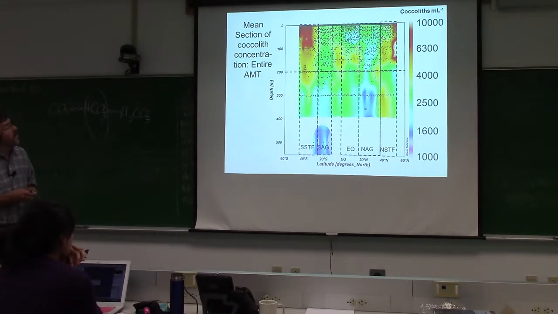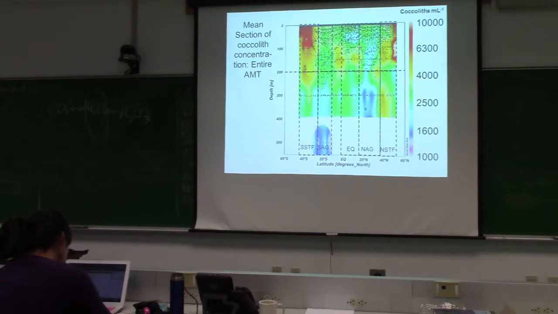And for coccolith concentrations, so these are individual coccoliths, notice the difference in magnitude. The lowest is 1,000 per mil on this. That's down here at about 500 meters.